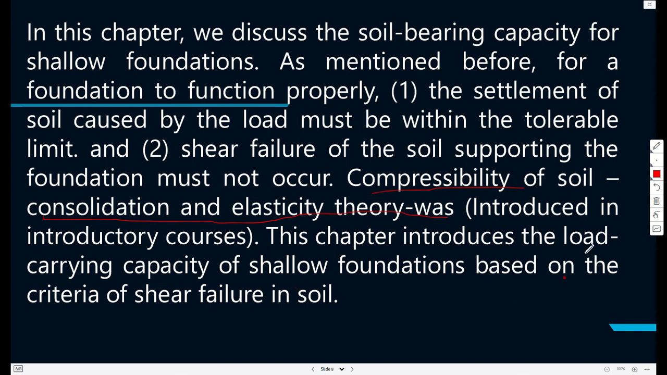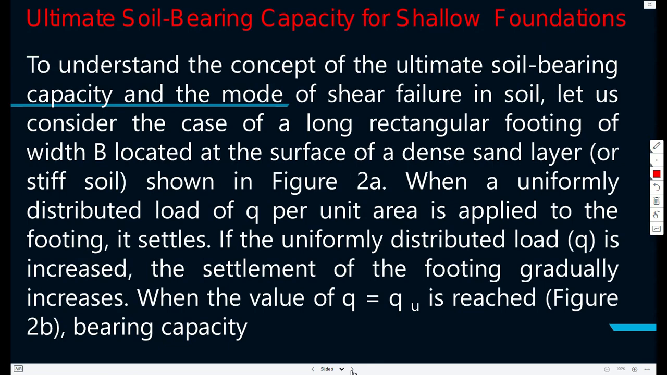So this chapter introduces load carrying capacity of shallow foundations based on criteria of shear failure in the soil. Question? Any question before that?